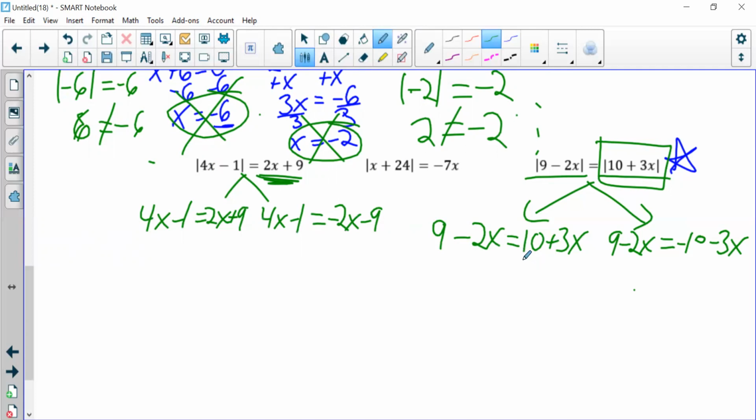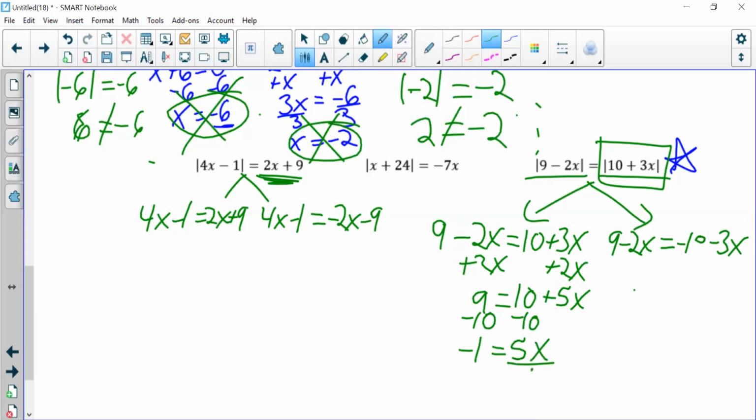We want x's all on the same side. So I'm going to say plus 2x here, plus 2x here. So 9 equals 10 plus 5x. Subtract 10 from both sides. So negative 1 equals 5x. Divide both sides by 5. So I get x is equal to negative 1/5.